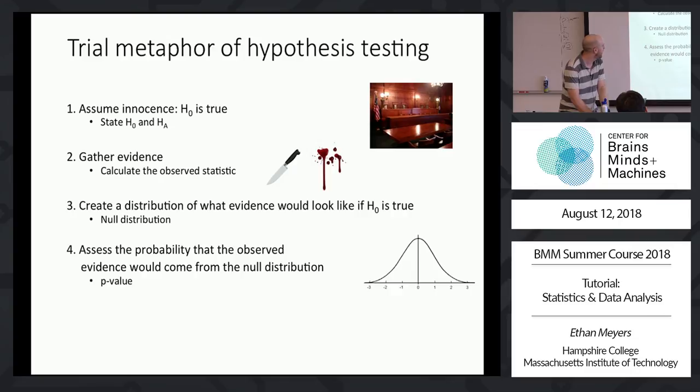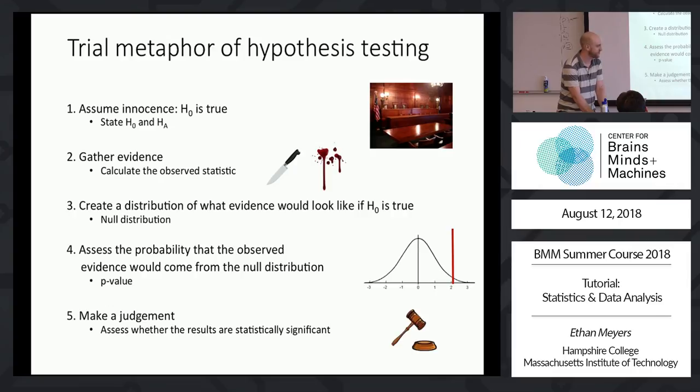And so that's your p-value. It's the probability that all these innocent people would have as much or more blood than the person you're measuring, okay? And then at the end, you can make a judgment, assess whether the results are statistically significant. Any questions about that?